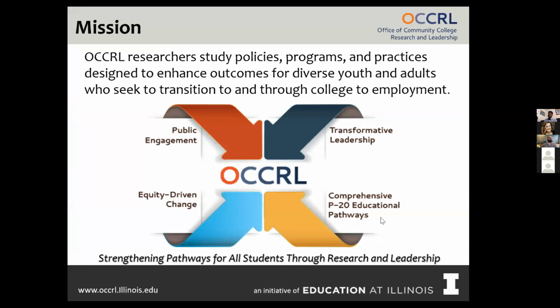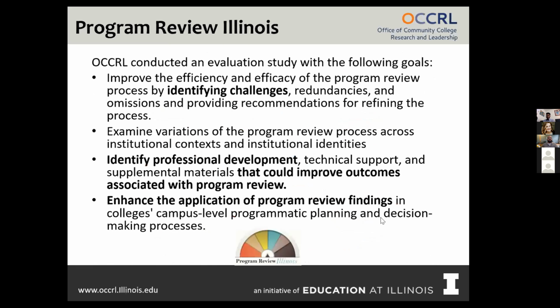So first off, a little bit about what we do at OCCRL. We study policies, programs, and practices designed to enhance outcomes for diverse youth and adults who seek to transition to and through college to employment. And down here we have our 4 buckets, or our 4 pillars, that constitute our scope of work. That involves public engagement, transformative leadership, equity-driven change, and comprehensive P20 educational pathways. I'll take this time for a second, at least, to say that our website houses an abundance of diverse scholarly work in the form of research briefs, videos, podcasts, and webinars.